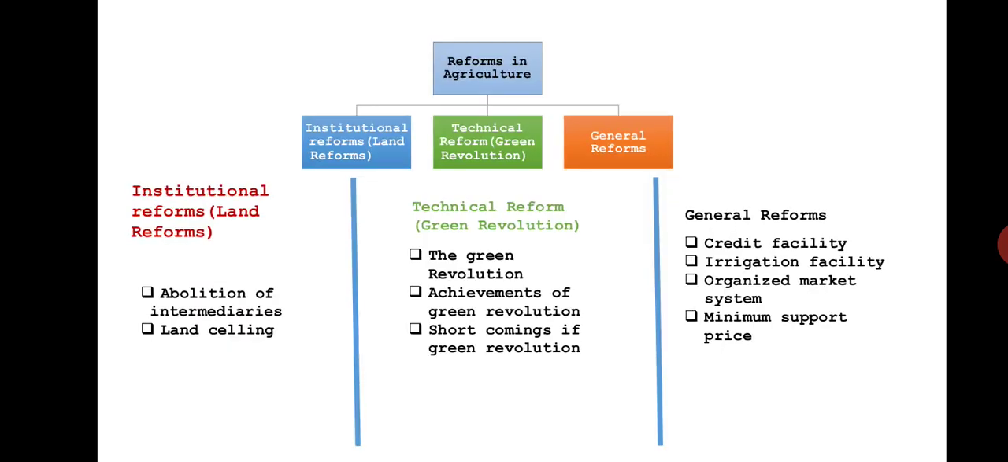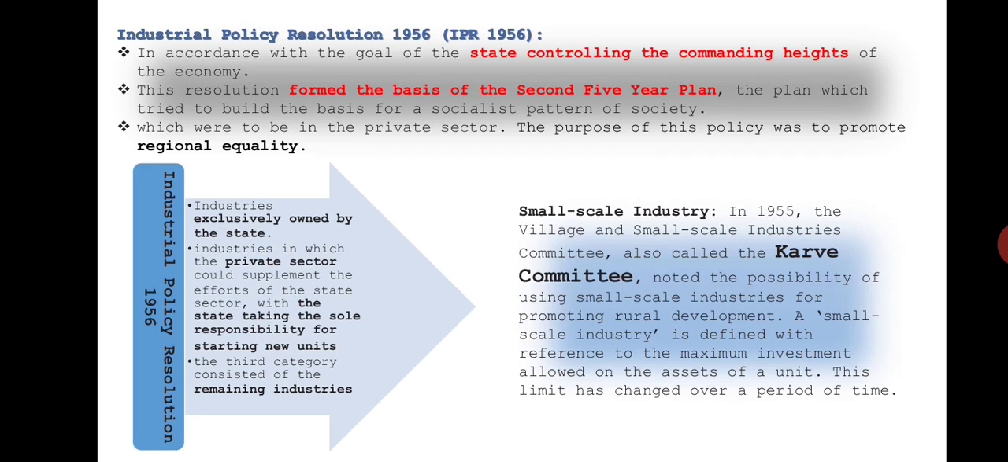Now regarding industrial development, India's first industrial policy was introduced in 1948. The second Industrial Policy Resolution was adopted in India on 30th April 1956. In this Industrial Policy Resolution 1956, industries are classified into three: Schedule A, Schedule B, and Schedule C.